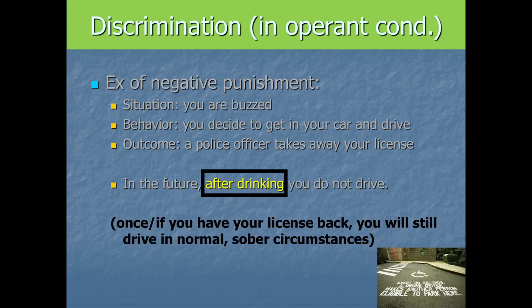So likewise, for the negative punishment example I gave of having your license and driving privileges removed for doing the behavior of driving in the situation where you're drunk, I said the result is that in the future, after drinking, you don't drive. But presumably the punishment doesn't make you stop the behavior of driving across all contexts, like even when you're sober. Ideally, it just makes you stop the driving behavior in the contexts where you've been drinking.